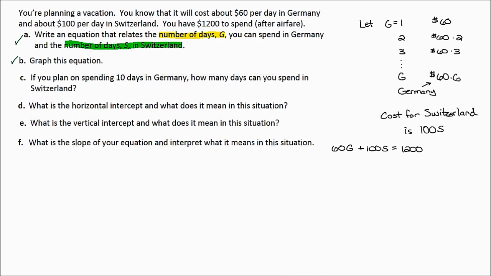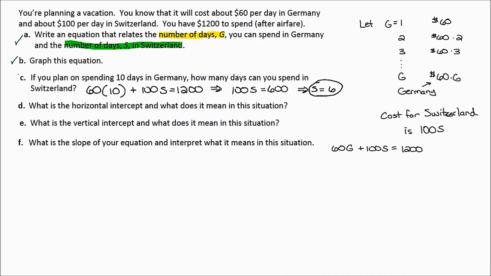just use the equation. The equation is 60, let me change pen colors here. The equation is 60 times g, and g in this case they're telling me is 10, plus 100s is equal to 1200. Now solving this, we will get that 100s is equal to 600, or in other words, s is equal to 6. So we can spend 6 days in Switzerland if we spend 10 days in Germany. That's a pretty quick solution there.